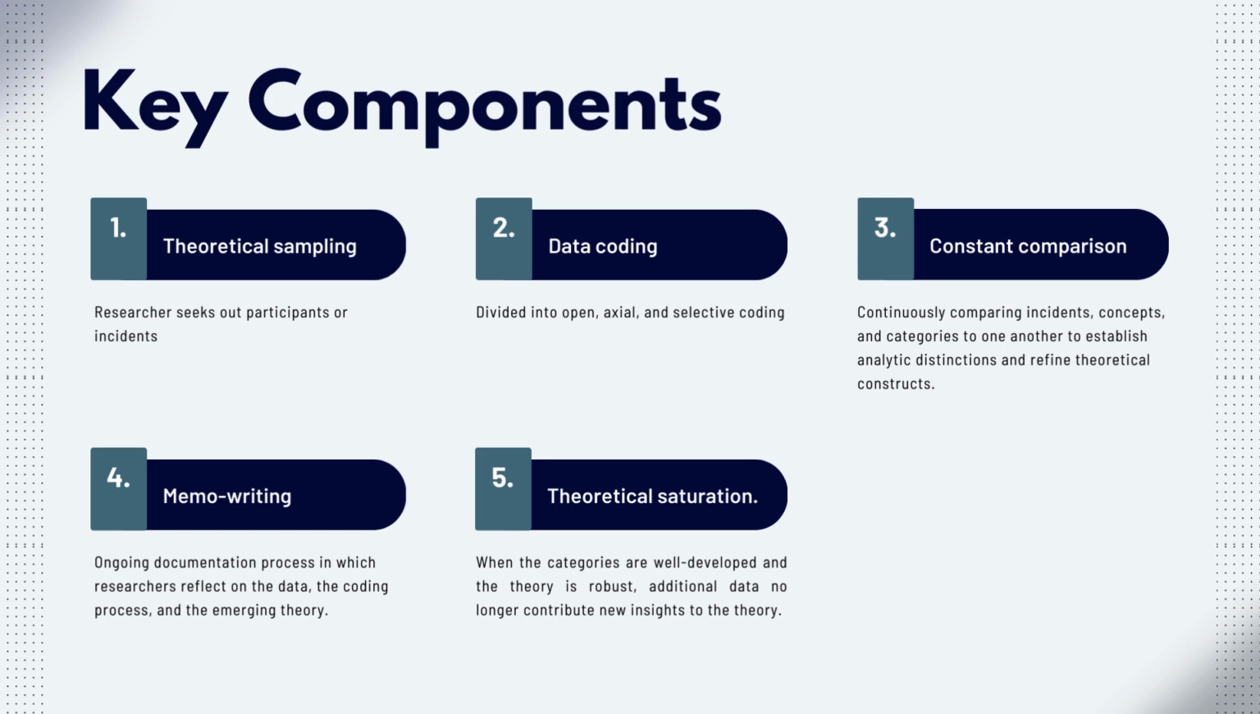The constant comparison method is another vital ingredient. It involves continuously comparing incidents, concepts, and categories to one another to establish analytic distinctions and refine theoretical constructs. This iterative process ensures that the emerging theory remains grounded in the data.